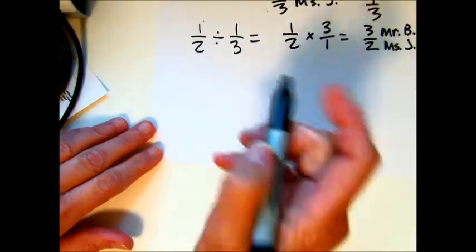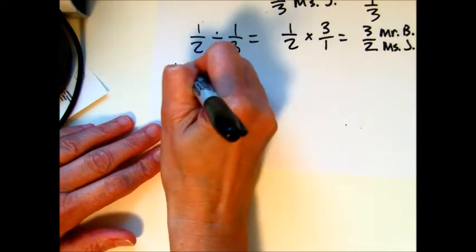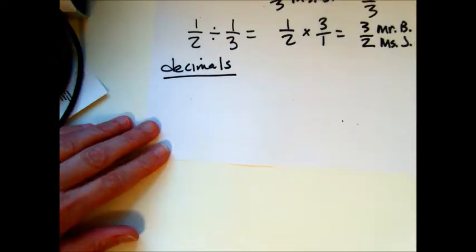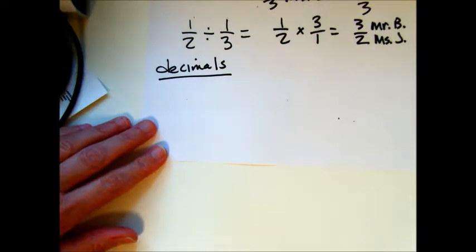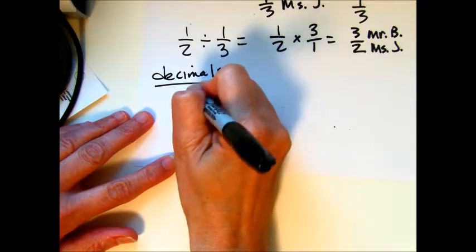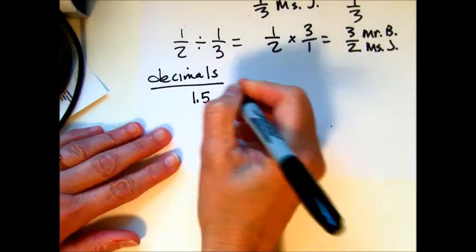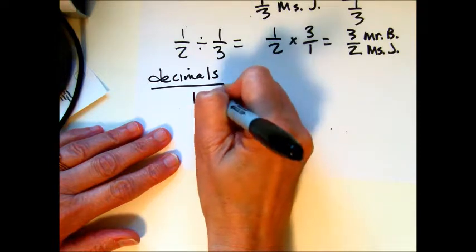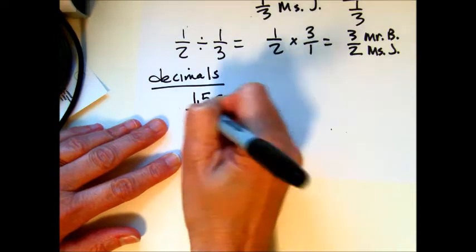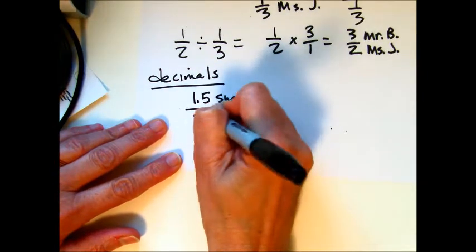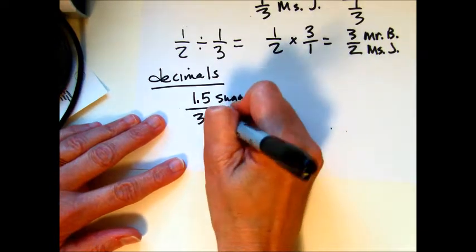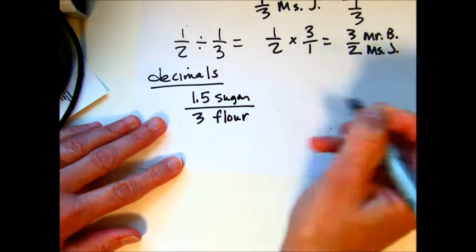Now the last example is with decimals, and I want to give you a few examples regarding this because this is new material. So sometimes you might have, say you're baking and you'll have 1.5 cups of sugar to 3 cups of flour. Or 1.5 parts of sugar to 3 parts flour. It doesn't necessarily have to be cups.